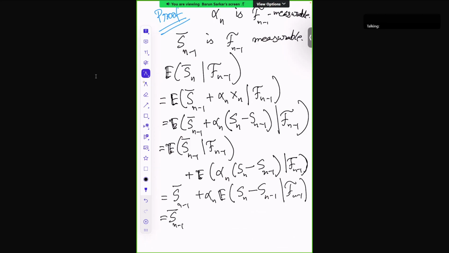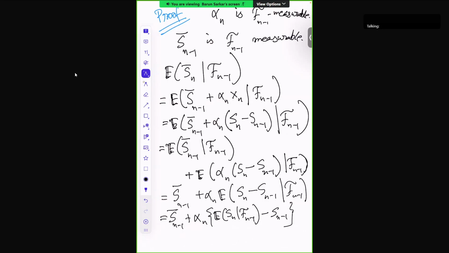Now we will do the same thing again. Linearity we will use. So the expectation of Sn given Fn minus 1, minus the expectation of Sn minus 1 given Fn minus 1. Sn minus 1 is Fn minus 1 measurable, so this will be Sn minus 1.